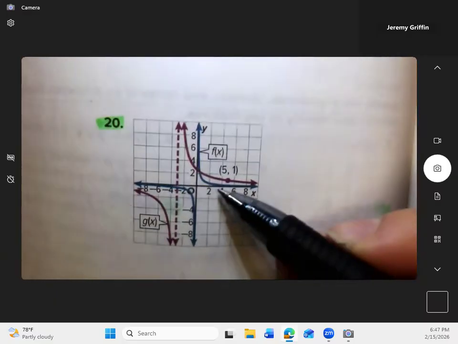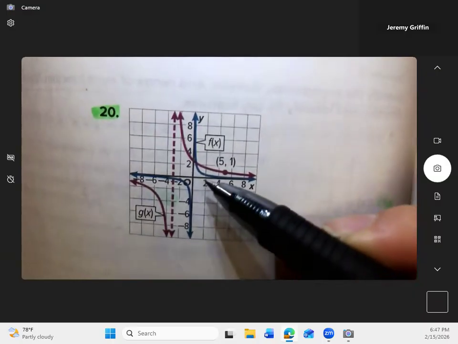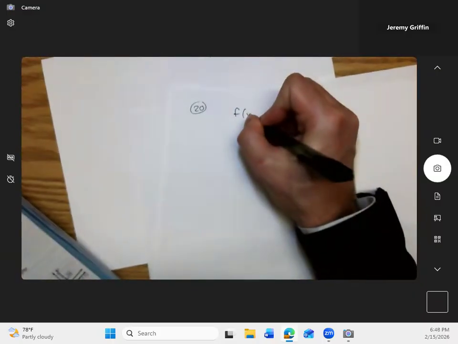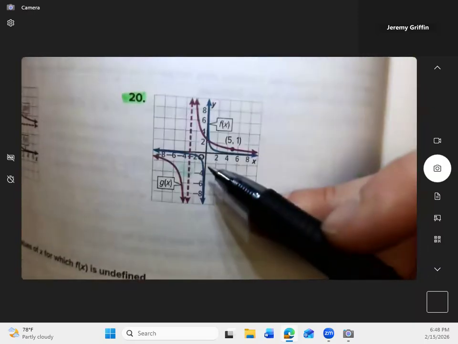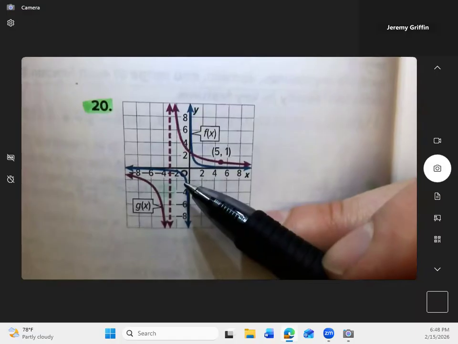So it looks like this blue function, f of x, is the parent function, which is simply 1 over x. So f of x is 1 over x. I'll go ahead and write that down. f of x is very simply 1 over x. Okay, now how do you get this g of x, the red function?